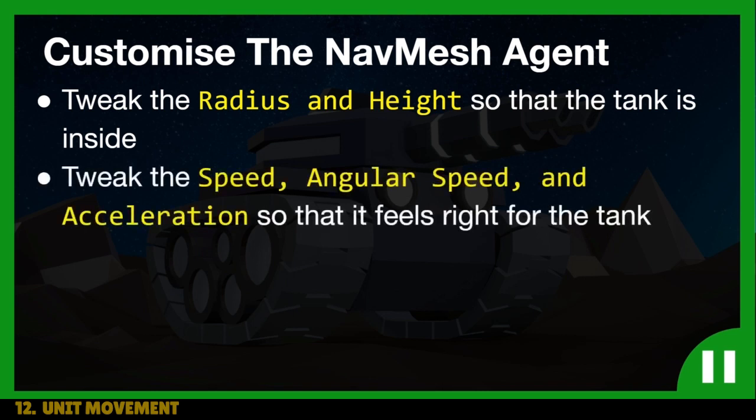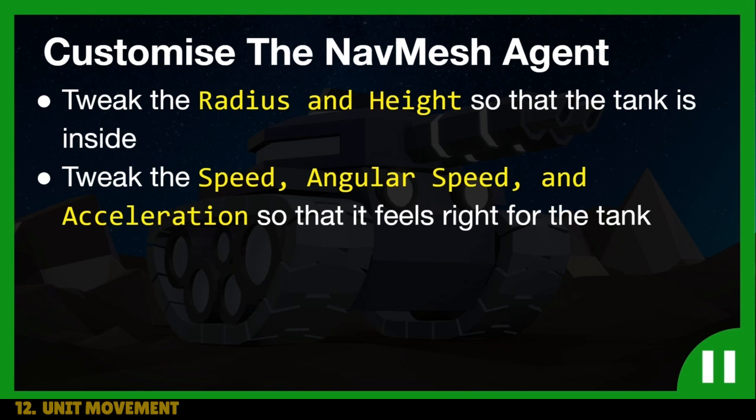And then as for speed, angular speed and acceleration, which is just all about the movement, this is kind of hard to estimate without being able to test it. So we can of course set those values while testing, or you can wait till after the lecture and have a play around with it yourself. As long as you get the radius and height good, then that'll be fine. So have a go, pause the video, and I'll see you in a minute.